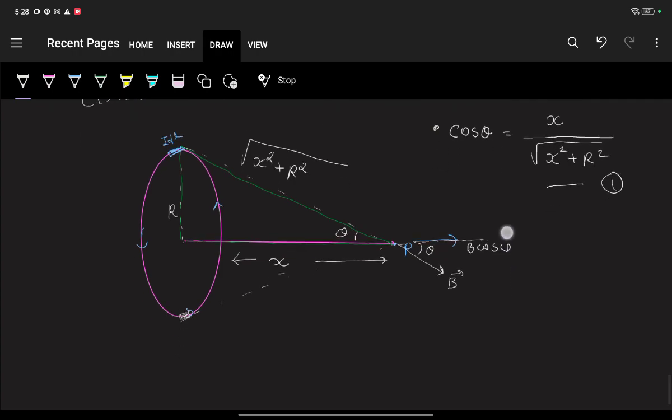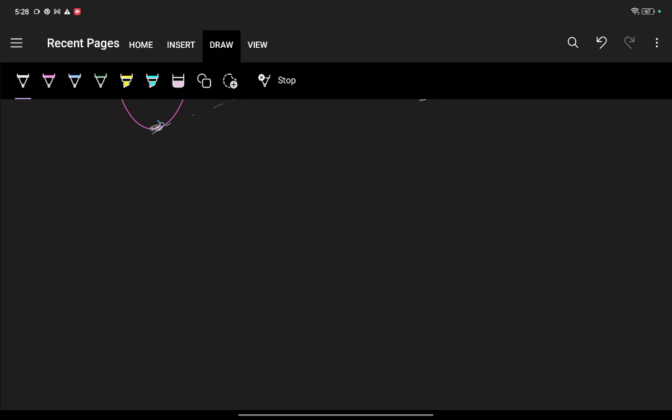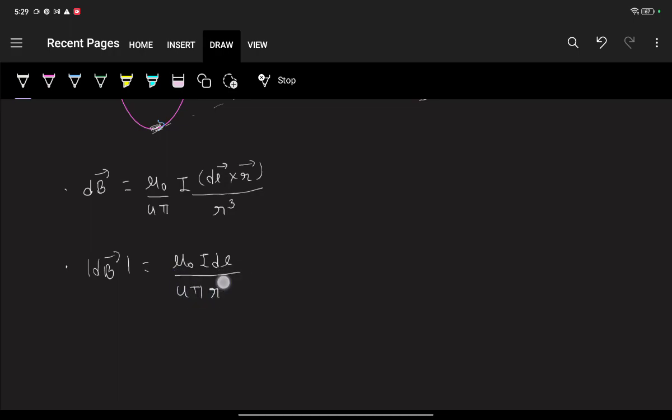Okay. Now we are basically finding the magnetic field, right? So according to the Biot-Savart law, the magnetic field is given by mu naught upon 4 pi, I dl cross r upon r cube. This is the vector form, okay? But we are going to reduce it. We are going to take its magnitude. So it will simply become mu 0 I dl upon 4 pi r cube into r square.